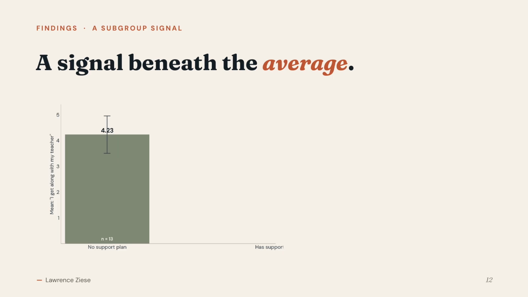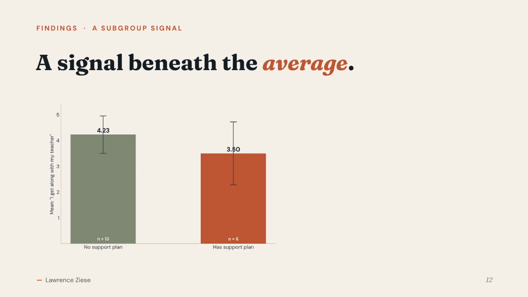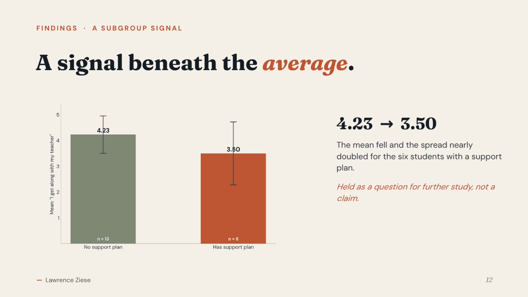There was a signal underneath the averages. On the item "I get along with my teacher," students with a support plan answered lower and far less consistently than their peers. The mean dropped from 4.23 to 3.5, and the spread nearly doubled. For students with a support plan, relatedness was far less settled.